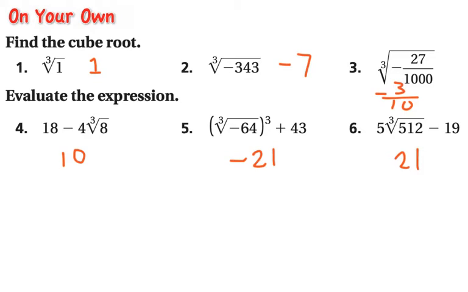And here we go for solutions. Number 1 is 1. Number 2 should have been negative 7. Number 3 was negative 3/10. 4 was positive 10. 5 was negative 21. And 6 was positive 21.